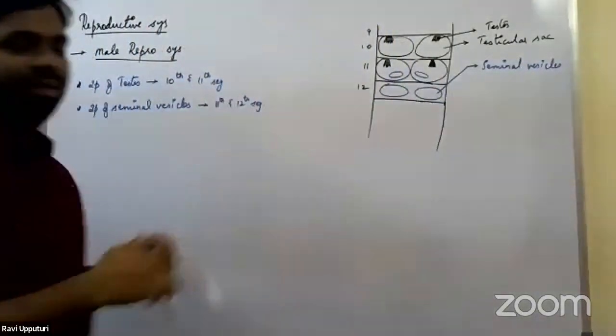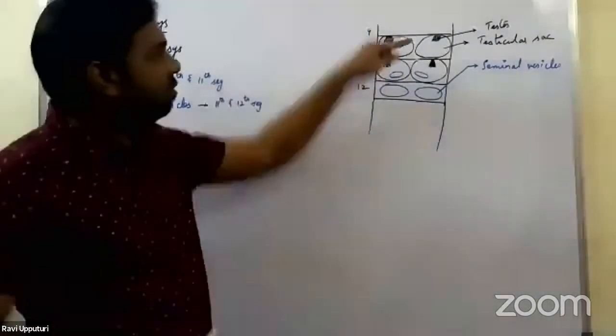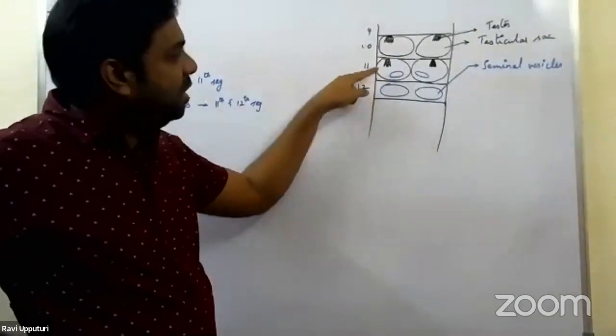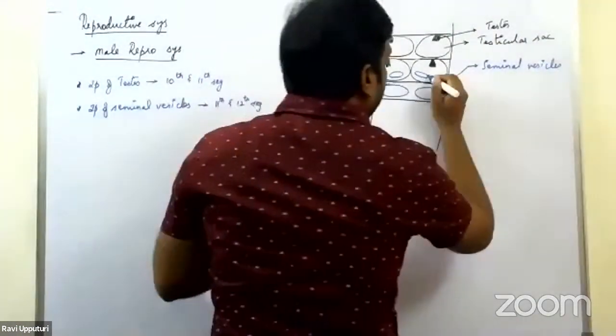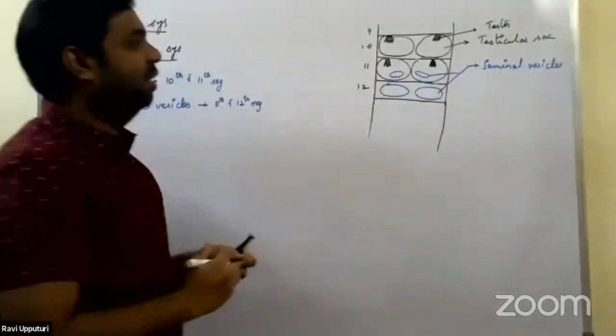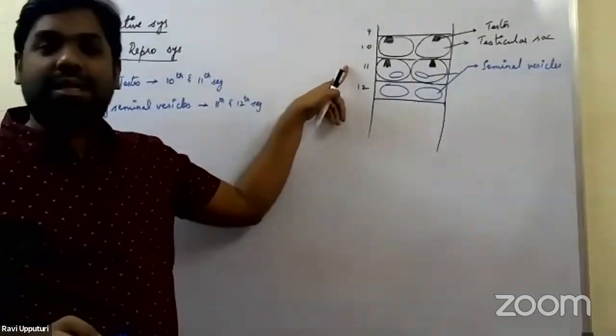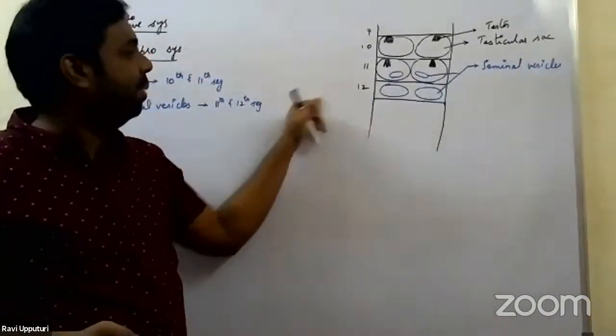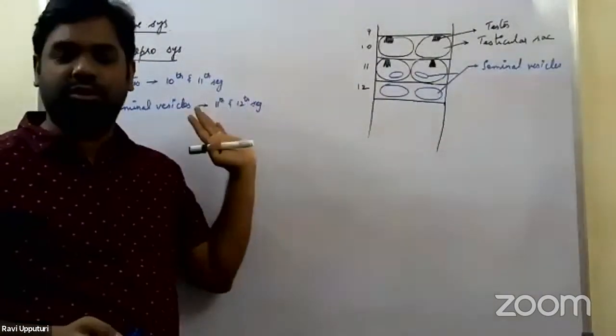Right? These are the seminal vesicles. Clear? So the testis for segment number 10 will have the seminal vesicles in segment number 11, whereas the testis of segment number 11 will have their seminal vesicles in segment number 12. This is how it is happening.